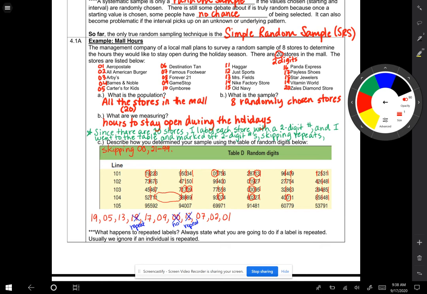So what happens to repeated labels? We mentioned that. Always state what you're going to do if a label is repeated. Usually we ignore it if an individual is repeated. And so at the end, let's answer our questions. It doesn't really ask. Oh, yeah, it does. Oh, no, it doesn't. Okay, part C just asks us to describe, but we're going to come up with a conclusion.